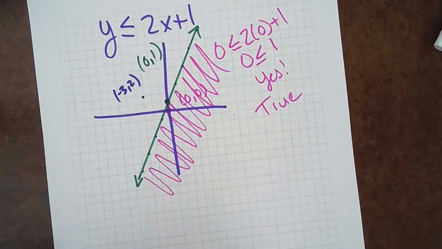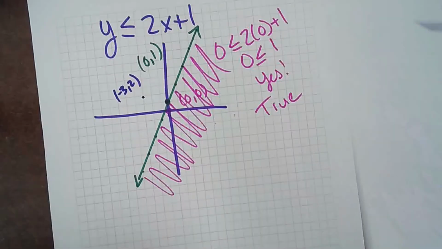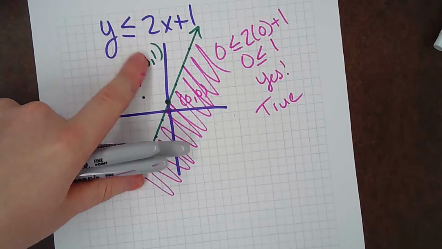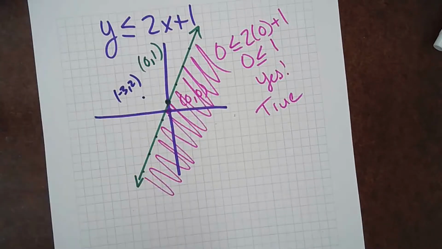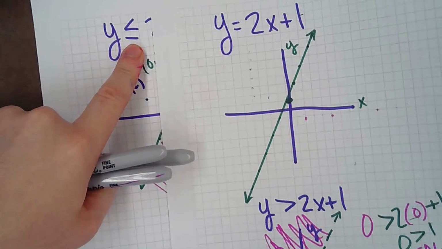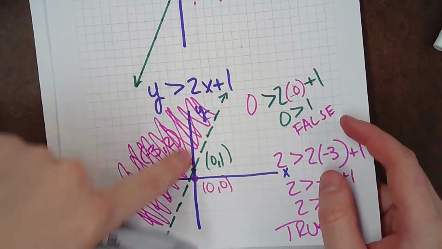So again, the key here is to know that when we're talking about greater than, we do a dashed line, and when we're talking about less than or equal to, we do a solid line. So that or equal to allows us to make a solid line, just like we used to when we did equalities, because it's equal or equal to. And anything without that line in the bottom is going to be a dashed line.